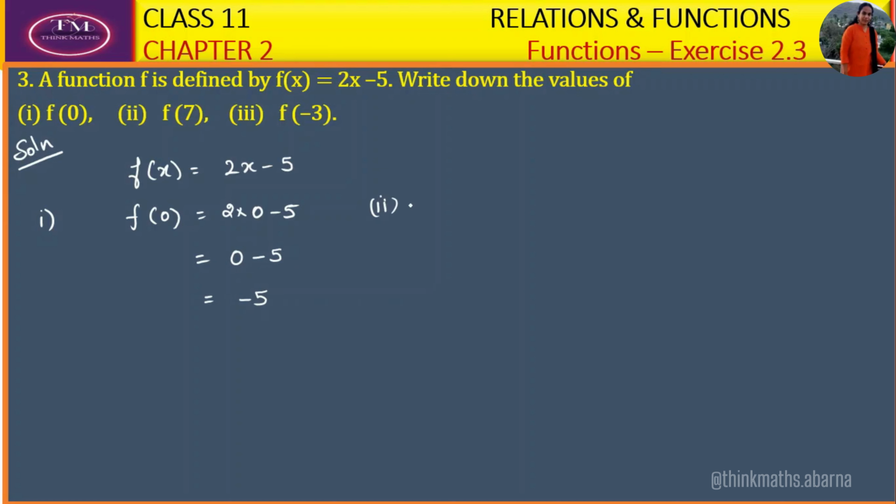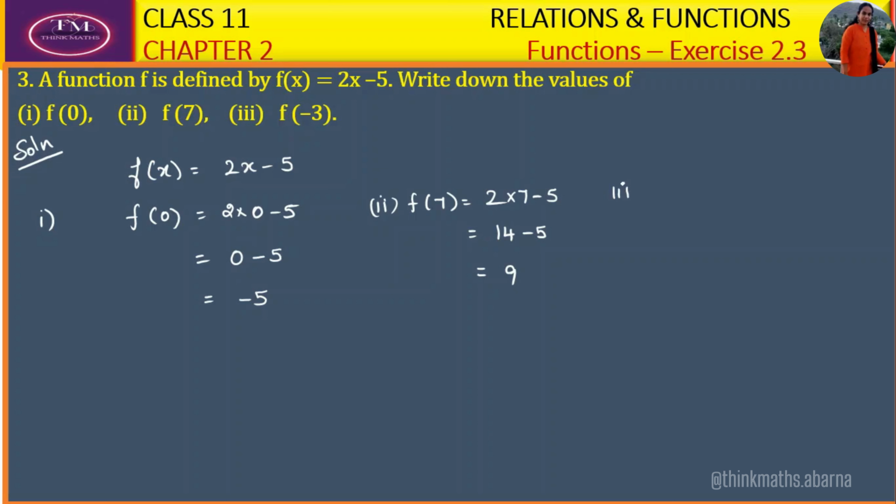Second one is f of 7. So instead of x, we have to put 7. So 2 into 7 minus 5. 2 into 7 is 14. 14 minus 5, which is 9. So f of 7 equal to 9.